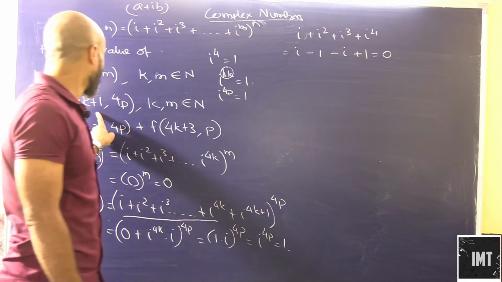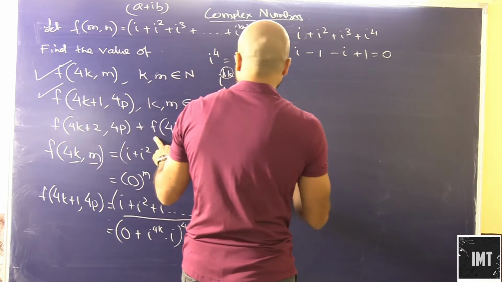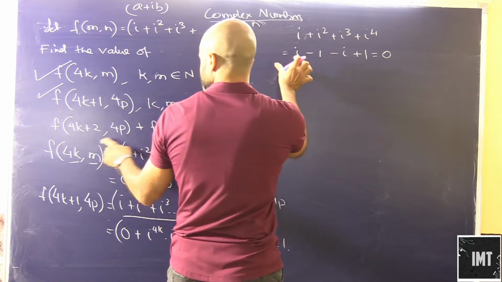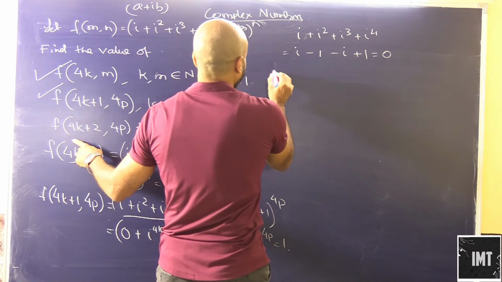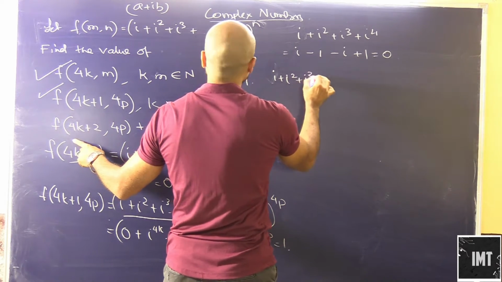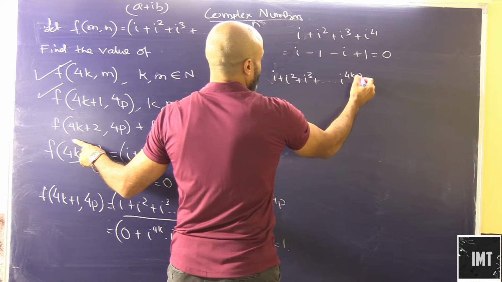Okay, let's move on to this one, people. f(4k+2, 4p). So function of 4k+2 will give me what? i plus i square plus i cube up to i to the power of 4k+2.